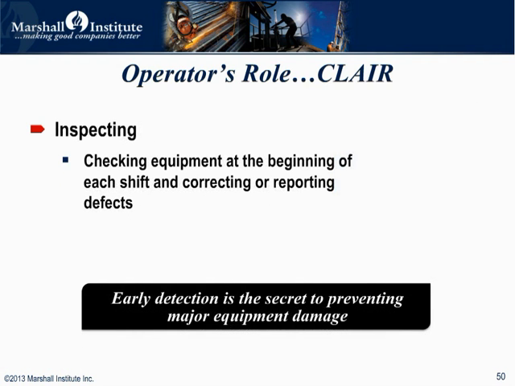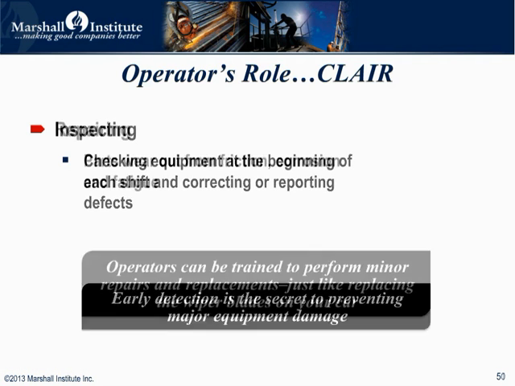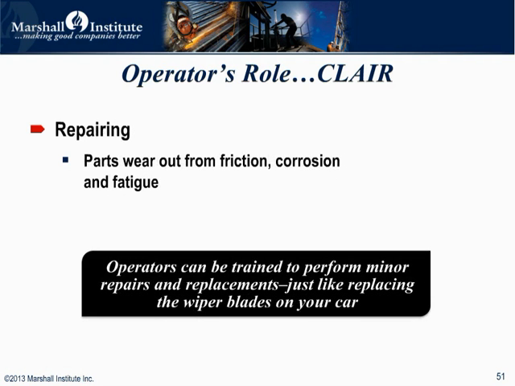Inspection. Early detection is the secret to preventing failure. Who best should be looking for early signs of deterioration than an experienced and well-trained operator? Remember, they can see 75% of this stuff coming sometimes. Repair. Operators can be trained to perform minor repairs and replacements, filter changes, belt changes, valve seat changes. These things are often more complicated than replacing the wiper blades on your car. Again, freeing maintenance to do more complex, value-adding activities.